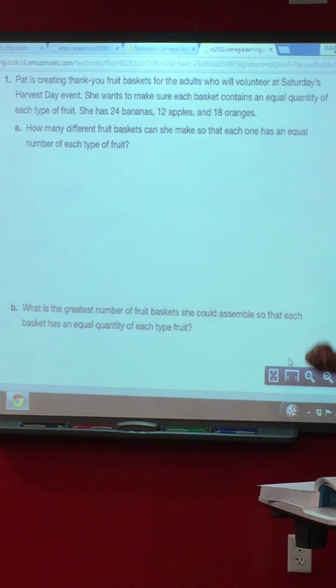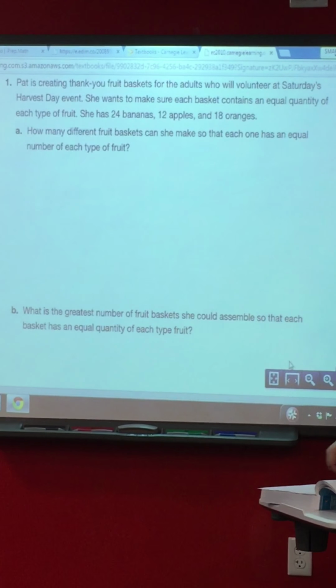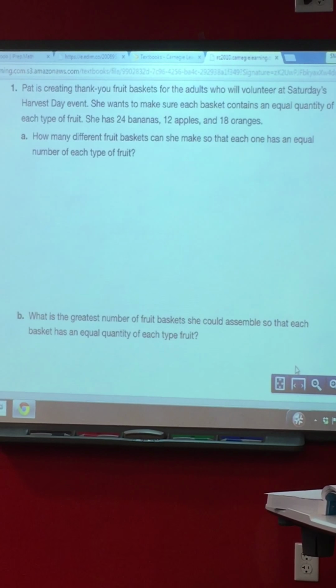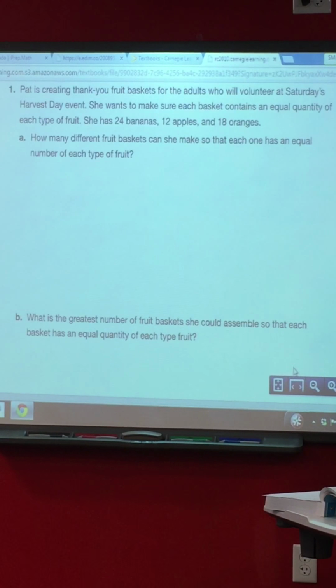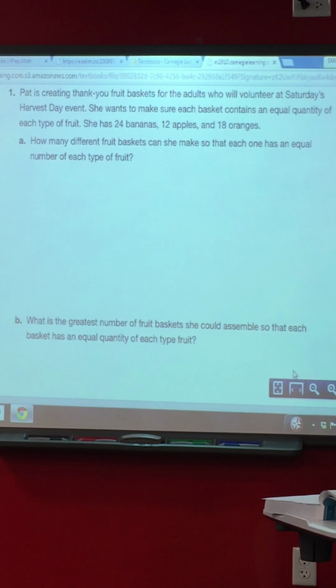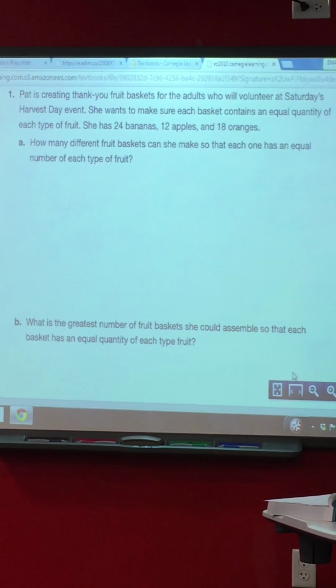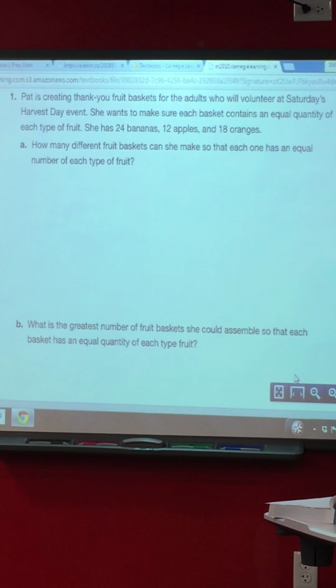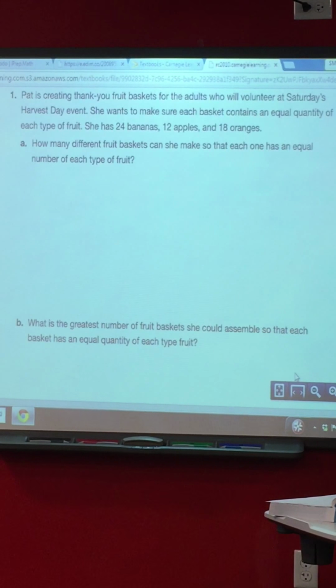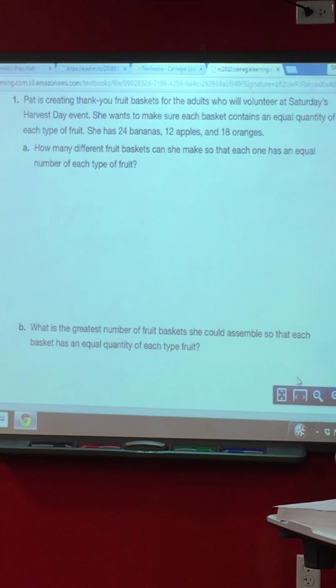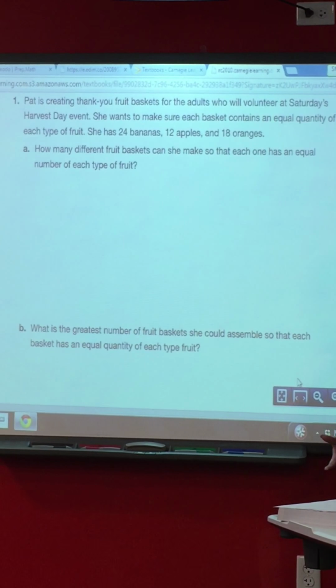So it says problem number 1, harvest day, on page 70, and the problem states, Pat is creating thank you fruit baskets for the adults who will volunteer at Saturday's harvest day event. She wants to make sure each basket contains an equal quantity of each type of fruit. She has 24 bananas, 12 apples, and 18 oranges.